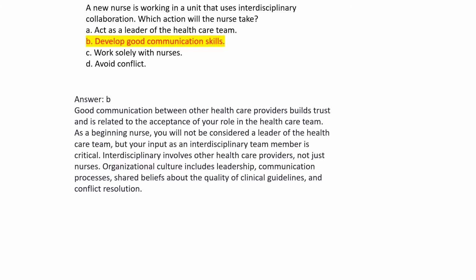Interdisciplinary involves other healthcare providers, not just nurses. Organizational culture includes leadership, communication processes, shared beliefs about the quality of clinical guidelines, and conflict resolution.